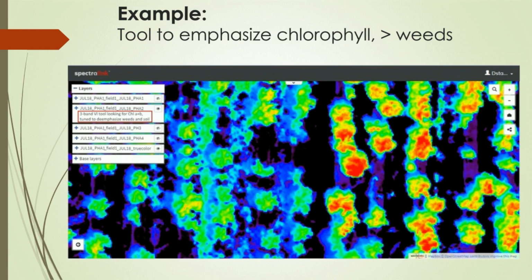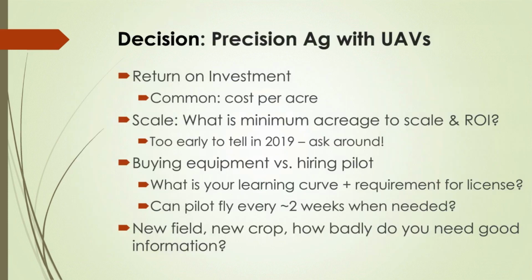So just to wrap up, and to help you think about making a decision about precision agriculture and hemp and whether or not you want to go in this direction, it's all about your return on investment. Generally, when people give pricing in precision agriculture and flying with drones, it's very common to get cost per acre. They're going to charge you a certain amount per acre to fly and to analyze.